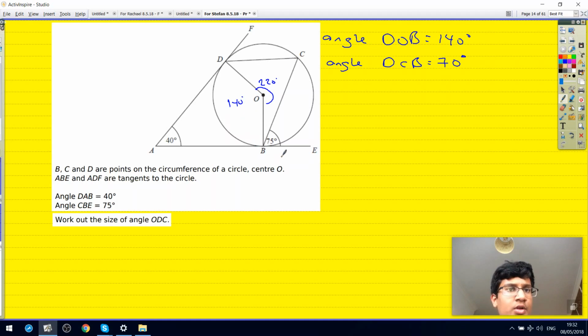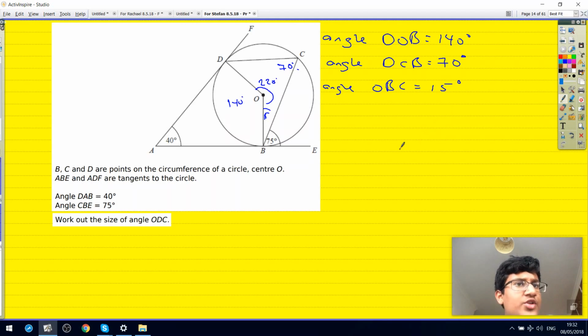Okay. Yeah. So they didn't ask for us to prove it, so we can just put that in. Okay. So then, if we have 70 and 220, and we know that angle OBC would be 15 degrees, because that's a tangent to the circle there. Okay. And 90 degrees. So then we want angle ODC.